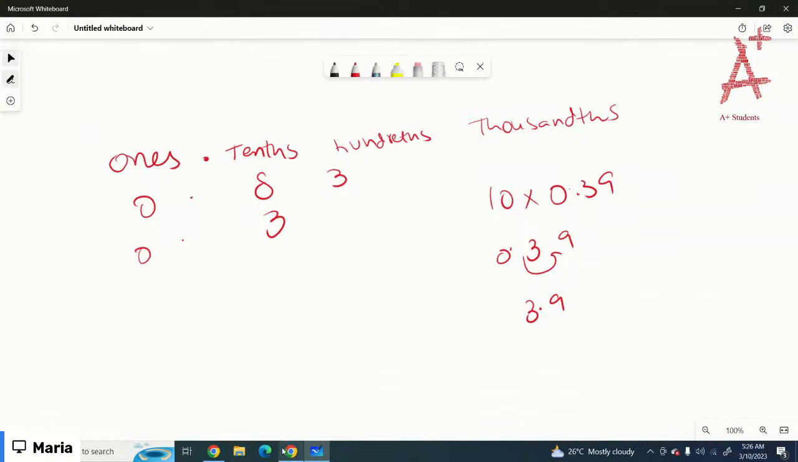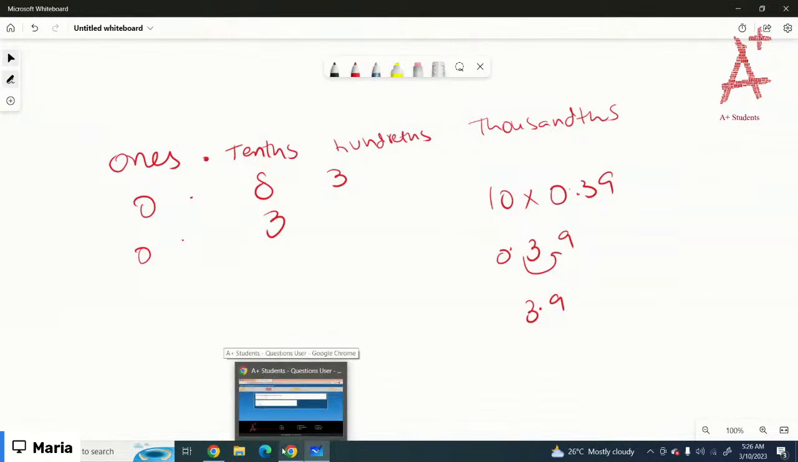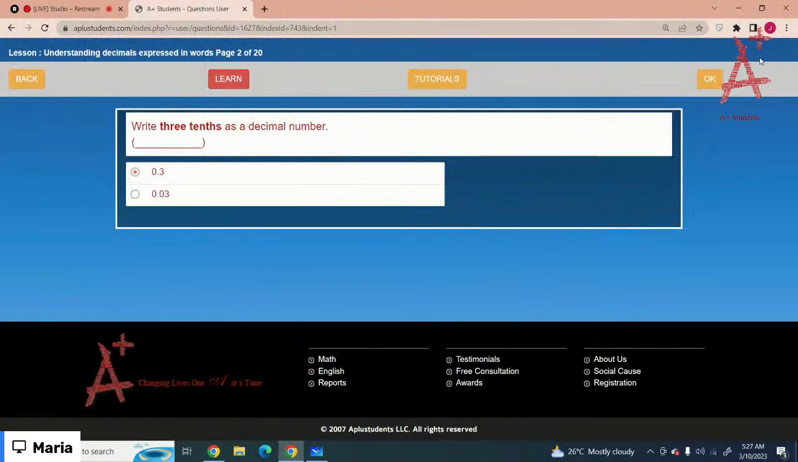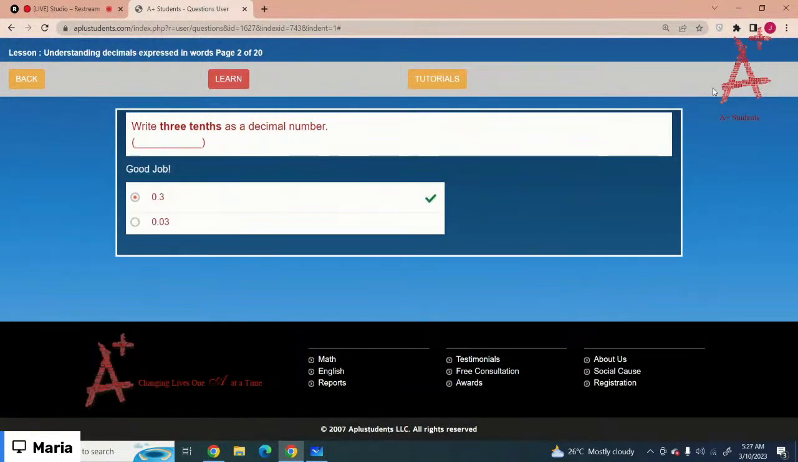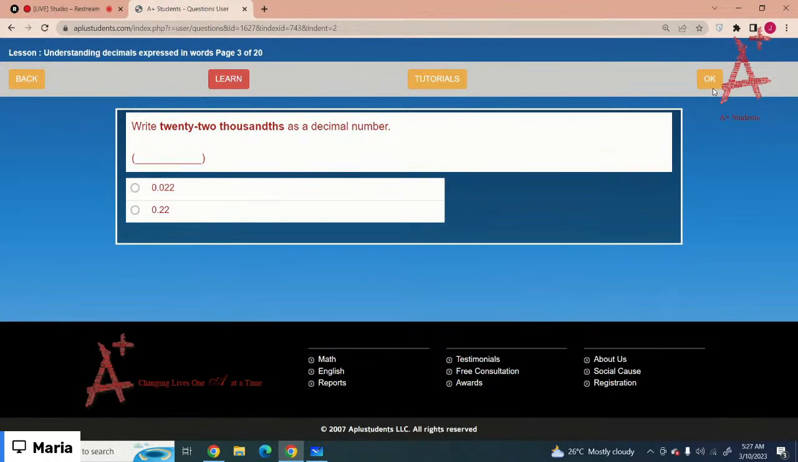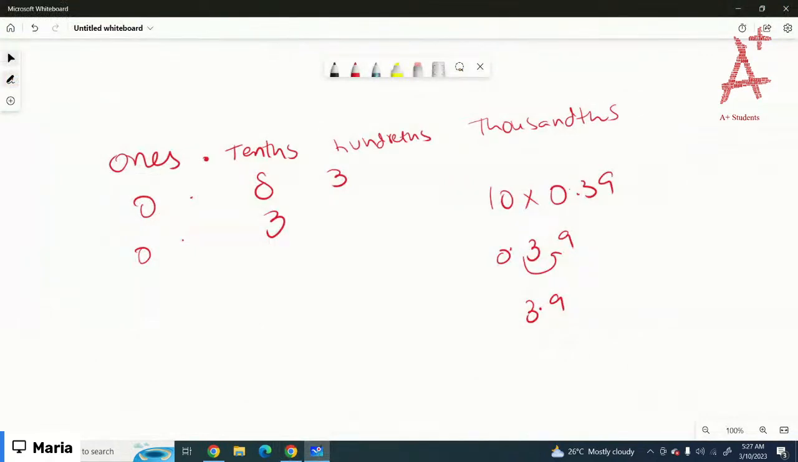Okay, the next one is 22 thousandths. That means you have now the thousandths digits, 22 thousandths. So it would be 0.022. Got it? Just complete the digits in the thousandths place, 22 thousandths, and then add the zeros. Yes, that would be 0.022.